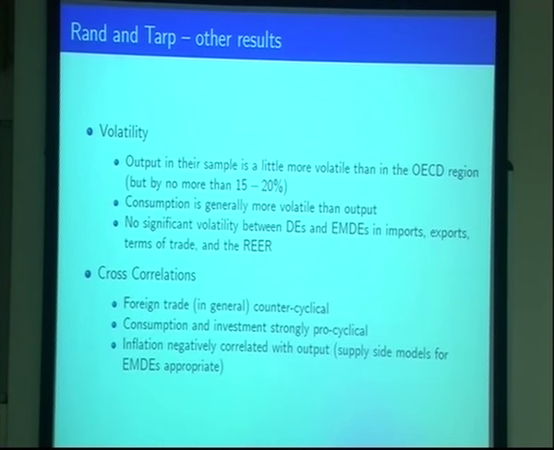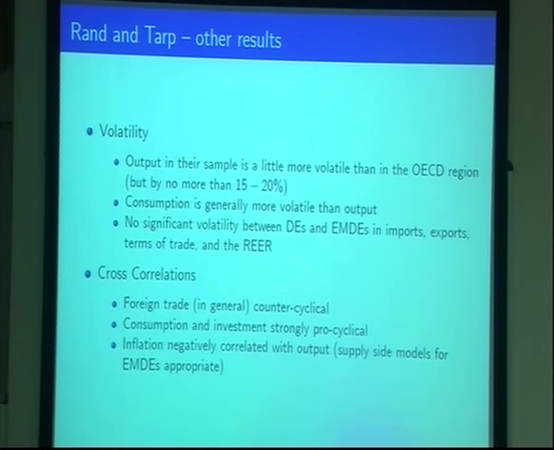But what they find in terms of their main conclusions is that you do have higher output volatility. They temper that result by saying that it's not that much compared to OECD countries. It is more volatile, but not by that much. Consumption is generally more volatile than output. That seems to be therefore a robust fact that matches India as well as a lot of other EMEs and DEs. But they also find not that much significant difference in volatility between developing economies and EMDs in imports, exports, terms of trade, and the real effective exchange rate. So there isn't that much difference in volatility in terms of cross correlations.